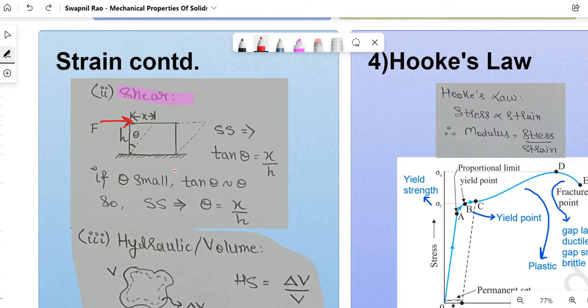So after application of force, it would be the dotted line, and that would be theta, and x meaning the distance by which it was displaced from its original position. As you can see, this much is x. You can look at the diagram in NCERT, it's much better. So that would be SS, meaning shear strain. Over here, tan theta is equal to x by h.